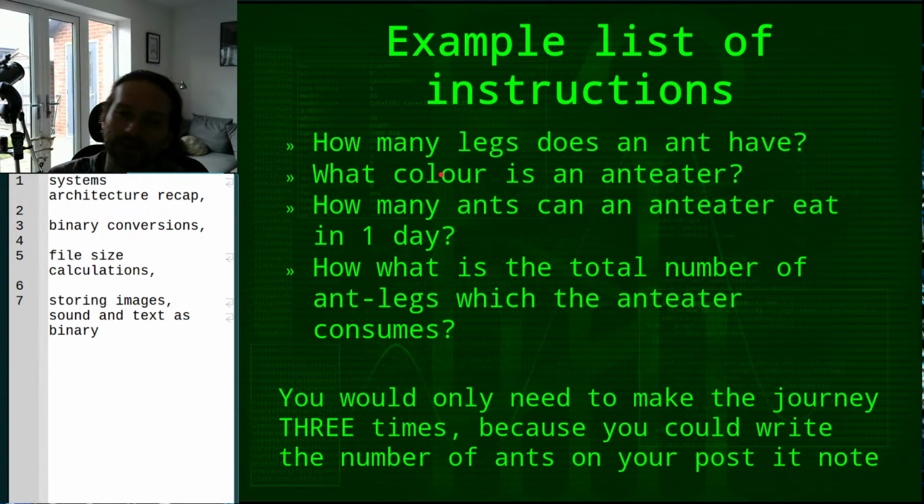What color is an anteater? We go and find that information. We write down an anteater is grey with a black stripe. How many ants can an anteater eat in one day? We get up and go and find out how many ants an anteater can eat in one day, and it's 100,000. What is the total number of ant legs which the anteater consumes?